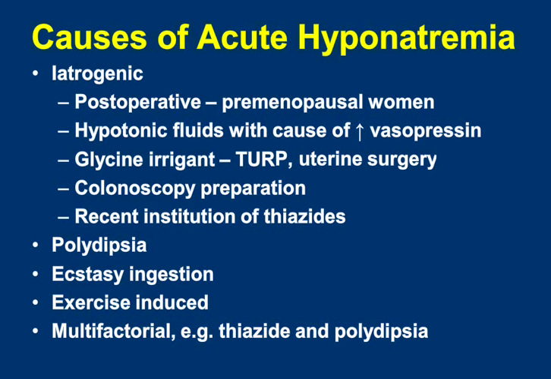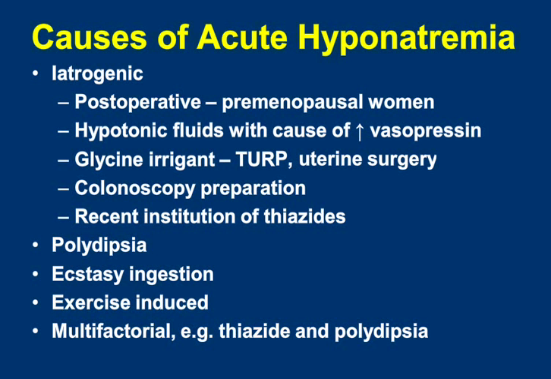But this leads us to a specific differential that we always should have in our mind, of those patients with acute hyponatremia. And it's extremely important to separate out the people clinically that have acute hyponatremia, because the management is so dramatically different. This includes iatrogenic causes, postoperative causes, particularly in premenopausal women who are given hypotonic fluids. That's the classic cause of acute hyponatremia. Or any administration of hypotonic fluids when you have an increase in vasopressin.